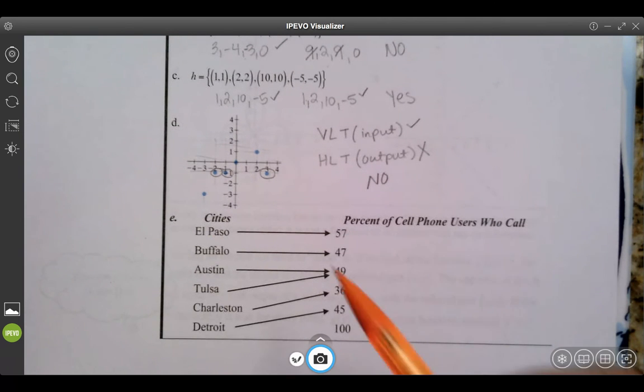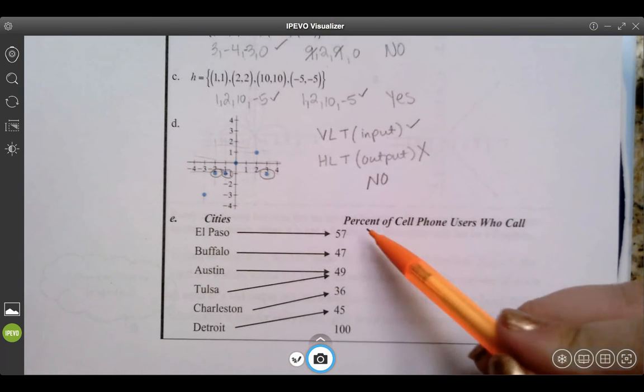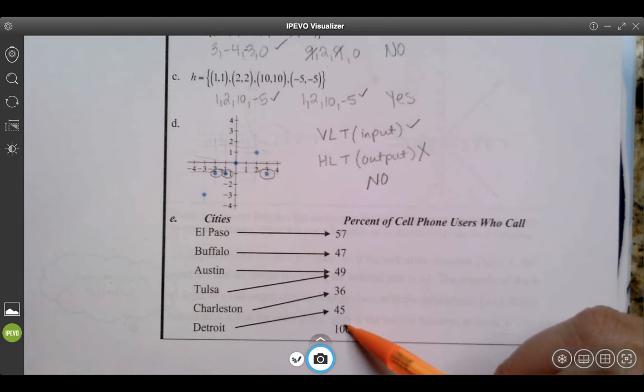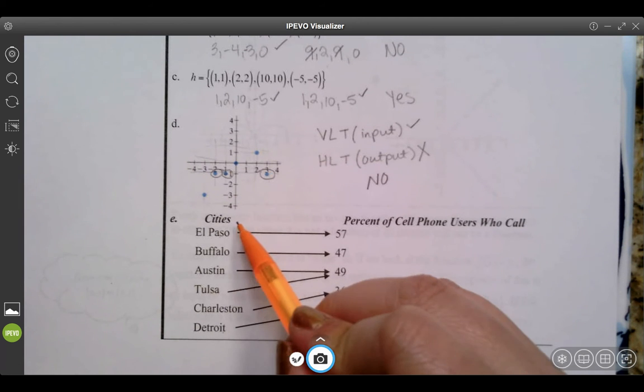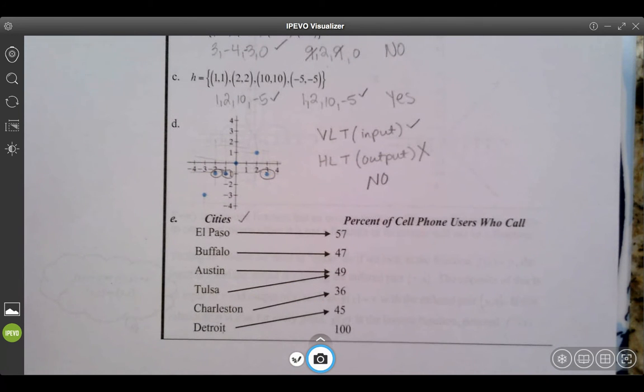And so here we're given cities and the percent of cell phone users who use voice messages, okay? And so our inputs are the cities and our outputs are the numbers. And we want to know, do any of our cities repeat? We'll see how each of these cities is used one time. So our inputs do not repeat.